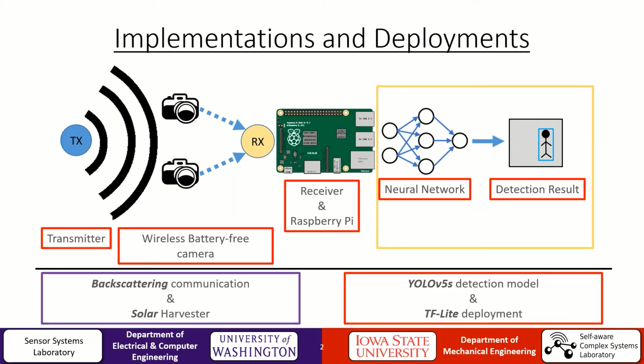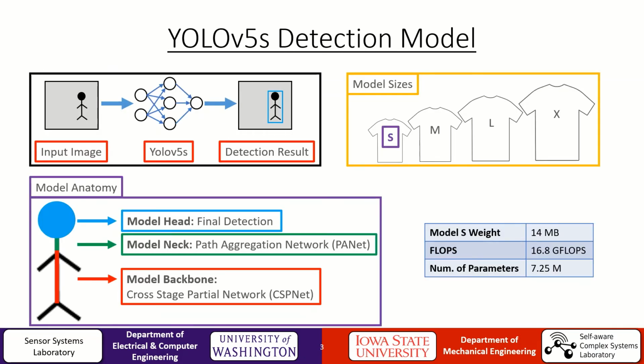To do that, we utilize the state-of-the-art YOLO V5 model, and deploy it to the Raspberry Pi by converting the trained model to a TensorFlow-like format. So what is the YOLO V5 model?